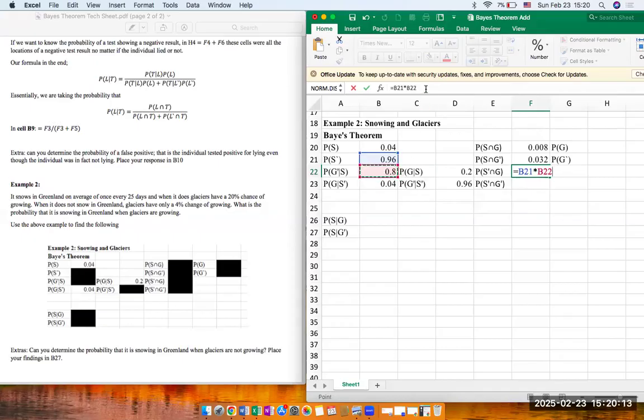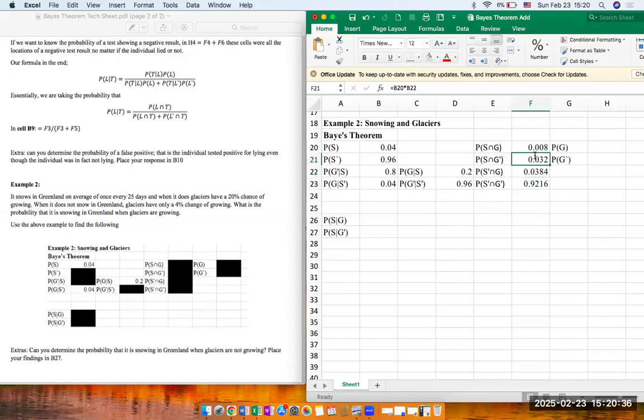Oh, so sorry, not snowing. I want to make sure I have the right one highlighted. Therefore, it's this one, B23. So notice that it's not snowing here. Therefore, this one cannot be snowing, but it's still growing to match this one. Is equal to it's not snowing times it's not growing. Meanwhile, it's not snowing. There we go.